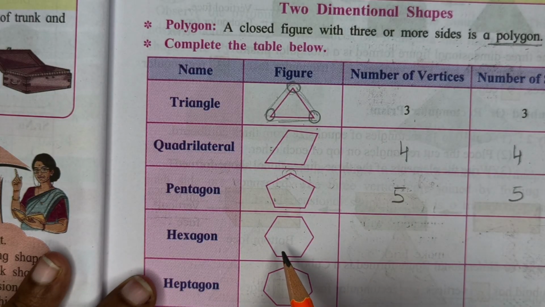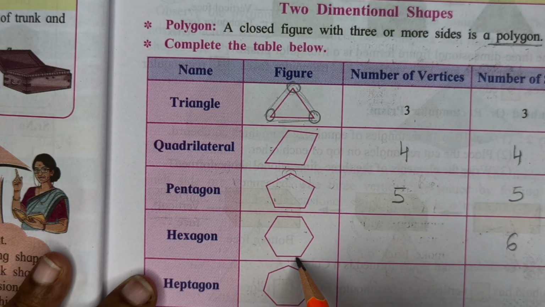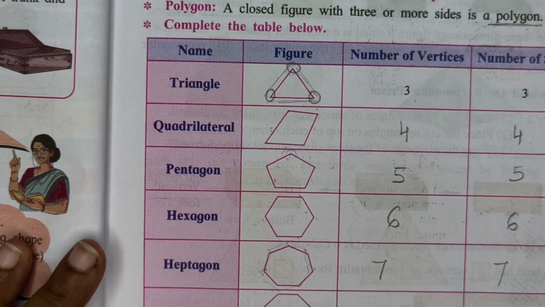Next is a hexagon. Hexagon has 6 sides. 1, 2, 3, 4, 5, 6. 6 sides. And same way 6 corners. Okay. Heptagon. Heptagon has 7. 1, 2, 3, 4, 5, 6, 7. 7 sides, same way 7 corners. 7 sides and 7 corners.